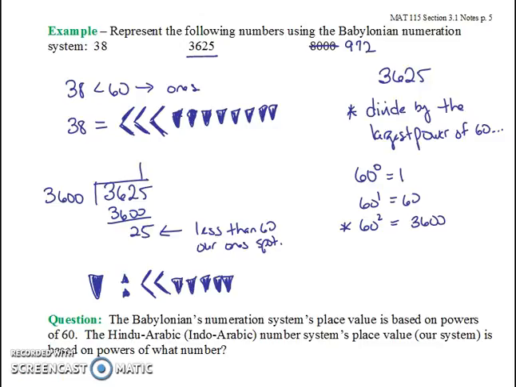So back to the question on the previous page, the Babylonian numeration system place value is based on powers of 60. The Hindu-Arabic, also called the Indo-Arabic number system, place value, that's our system by the way, is based on powers of what number? Of course, our system is based on powers of 10.